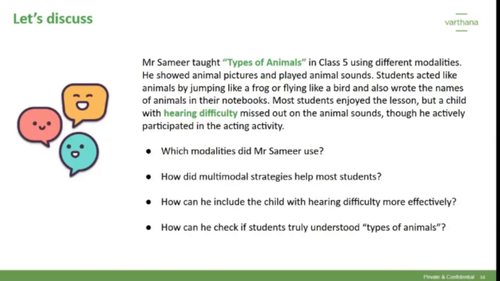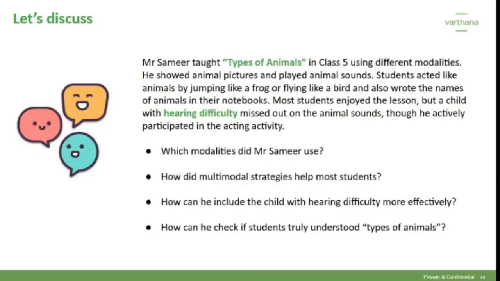You can unmute and discuss also, or you can share something about your classroom relating to diverse learners, any situation, any experience that you had. How did you address the challenges there? Anything you want to share, you can go ahead also.